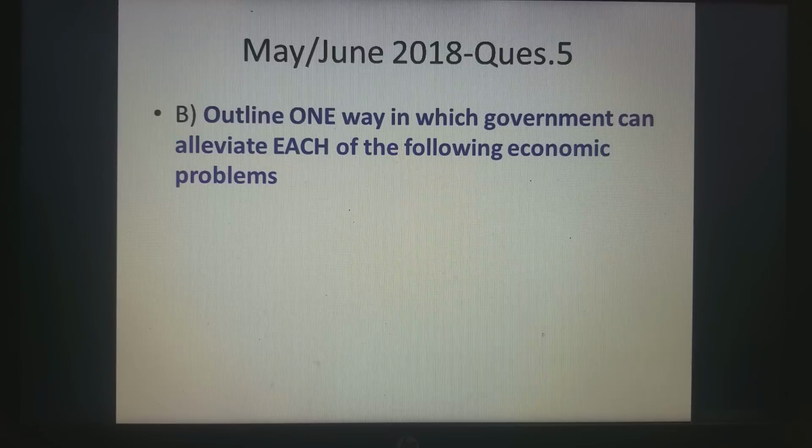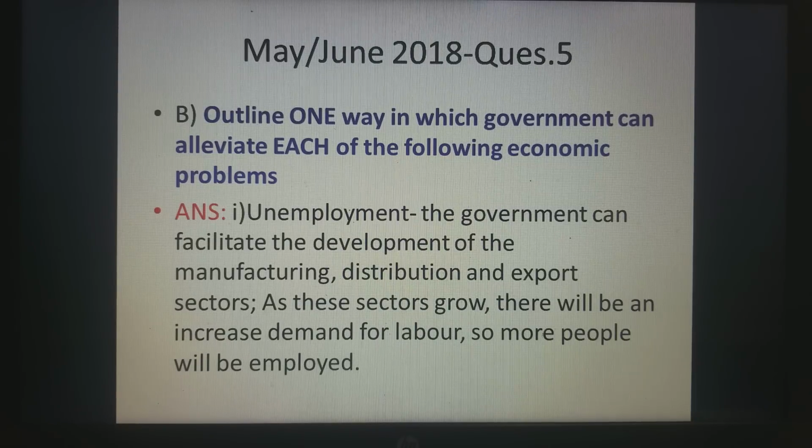Question B. Outline one way in which government can alleviate each of the following economic problems. What this question is asking us to do is to outline, not to list, outline. So therefore, you should be presenting your answer in the form of a statement. Let's look at them now. First one, unemployment. How can government alleviate unemployment?